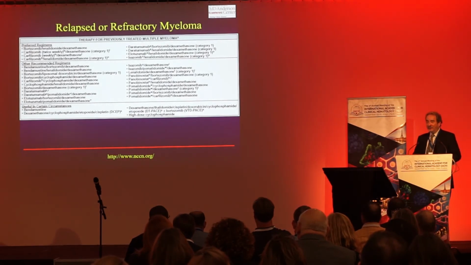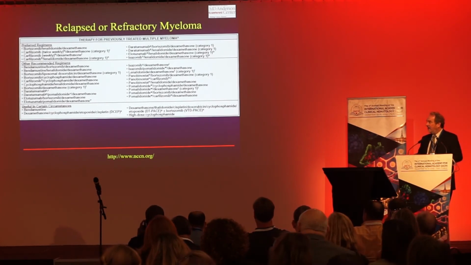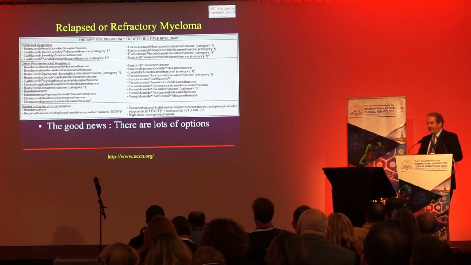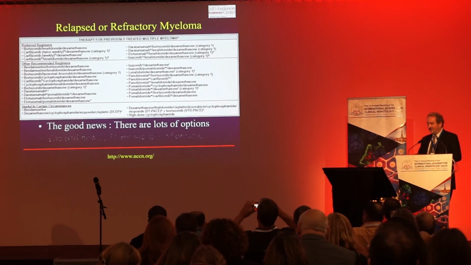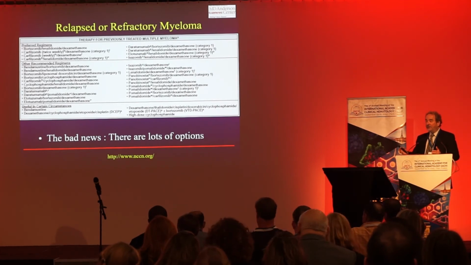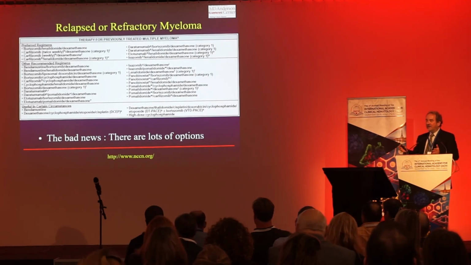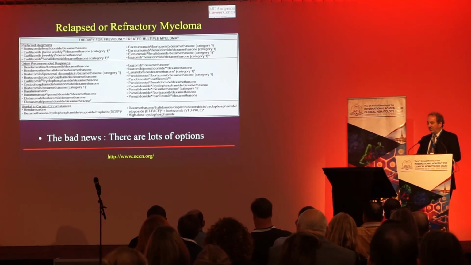In the relapsed or refractory setting, and there will be special talks about this tomorrow, so I just kind of threw up the current NCCN guidelines. And the good news is that there are lots of options, as you can see, many of which are category 1, which means that they are based on randomized phase 3 trials. The bad news is that there are lots of options, and rarely do you see the different options compared head-to-head with each other. So it's tough to know what the best sequence is and what the best therapies are for individual patients.